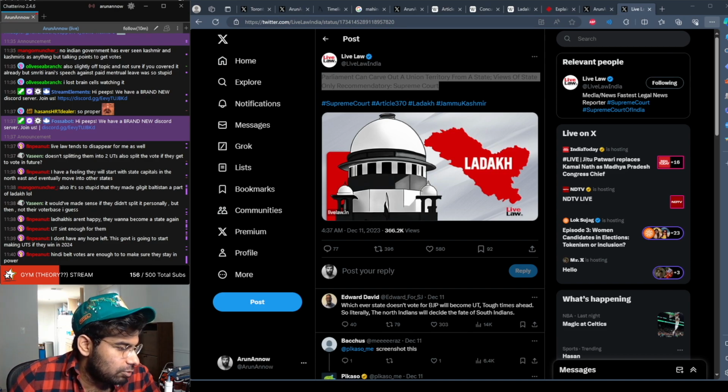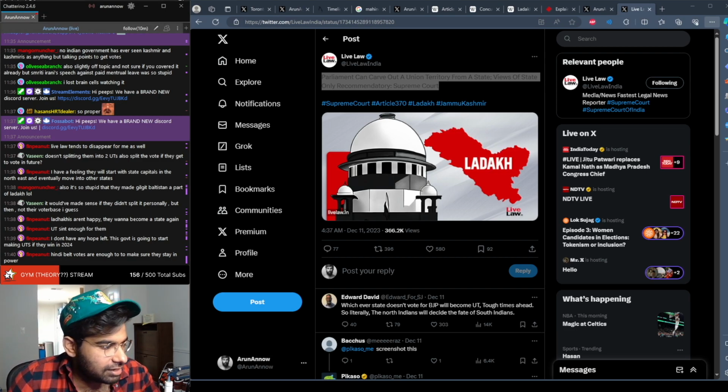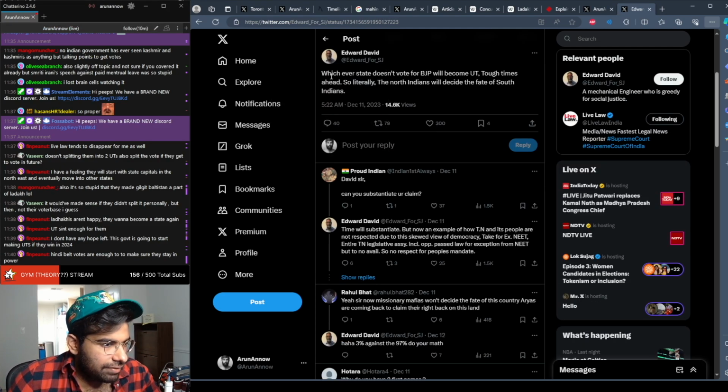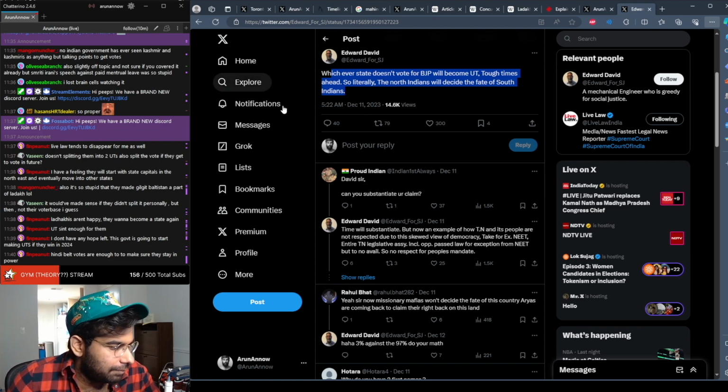I had a Dalit friend who opposes the BJP, but said it's nice of them to be Islamophobic. Yeah, it's insane. When we shit on UP, we salute the UP survivors. Literally braver than the troops. Whichever state doesn't vote for BJP will become Union territory. Tough times ahead. So literally, the North Indians will decide the fate of South Indians. This is a problem. Yeah, it is very likely to be a problem. The other thing that the BJP is trying to do in order to reduce the representation of South India is through delimitation.